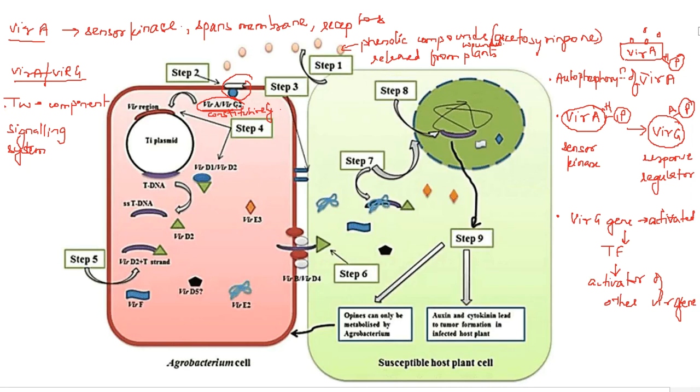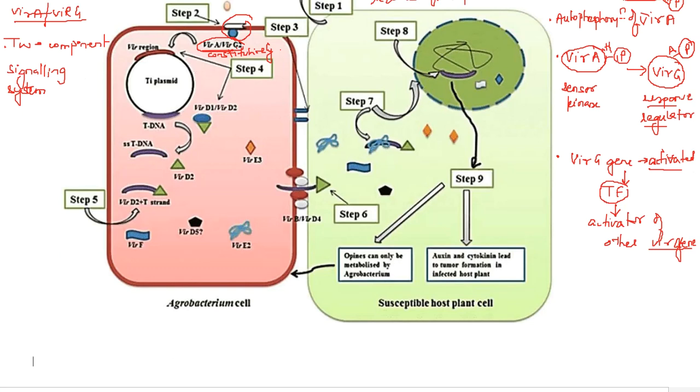Whenever acetosyringone binds to vir A, it becomes autophosphorylated on the histidine residue, and this phosphate group is transferred to the response regulator, vir G, on its aspartate residue. Once vir G is phosphorylated on the aspartate residue, it is activated, and these vir G proteins are the transcription factors which are the activators of other vir genes. Understood? Next, we move forward.